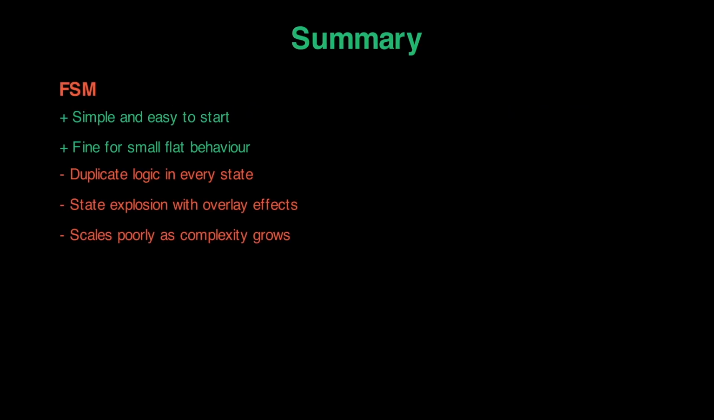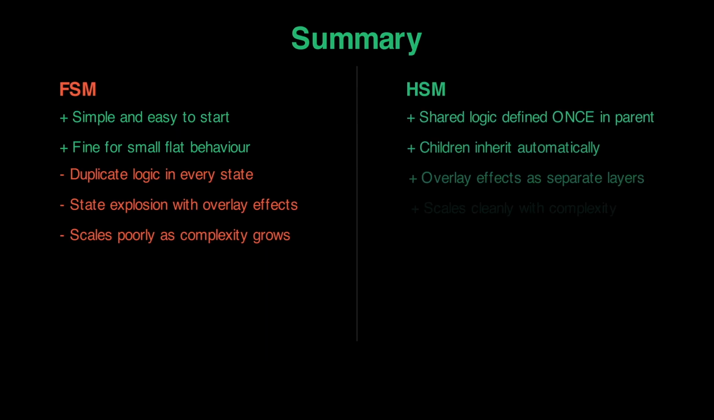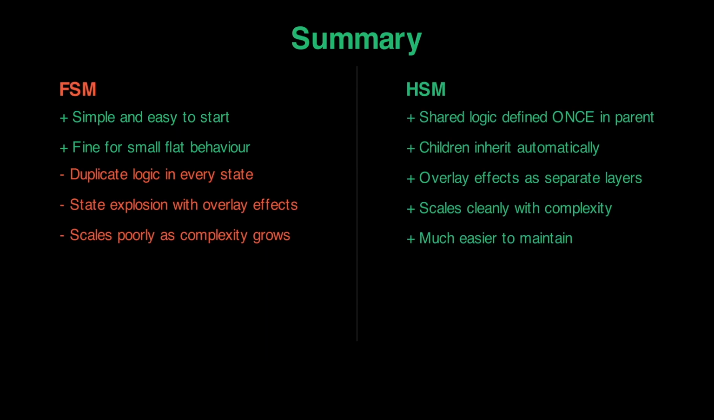To summarize, finite state machines are simple, easy to understand, and a good place to start. However, as soon as a project grows and more global conditions are added, such as the player being poisoned or burning, FSMs quickly become difficult to manage. Every state must handle the same transitions, which leads to duplicated logic, state explosion, and poor scalability. Hierarchical state machines solve these problems by organizing states into parent and child relationships.